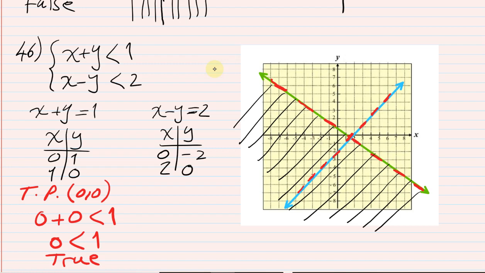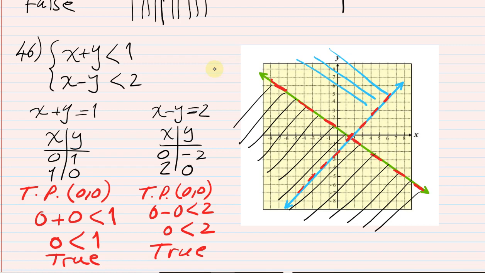Good. Now let's do a test point for this one. Again, 0, 0 is fine. And 0 minus 0 is less than 2. 0 is less than 2. And that is true also. So that means the origin is a solution to this one. Now, the shading for this one, let me shade it in, I don't know, green, what do you say? Or blue. Let's stay with blue. Yeah, that's fine. So I'm going to shade everything. Notice the origin just got included. And there is the shading.